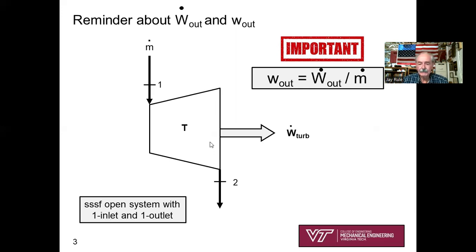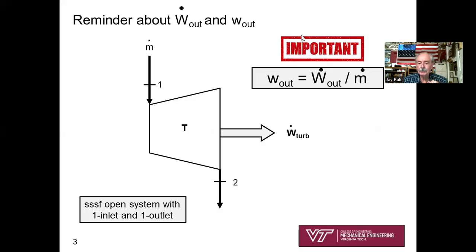And so on my basic sketch, I've got m dot, which is the same at states 1 and 2, inlet state 1, outlet state 2. I'm showing on my sketch that W dot of the turbine is out. Now, I haven't shown Q dot in on my sketch, but there's a reason for that, and I'll talk about that here in a minute.